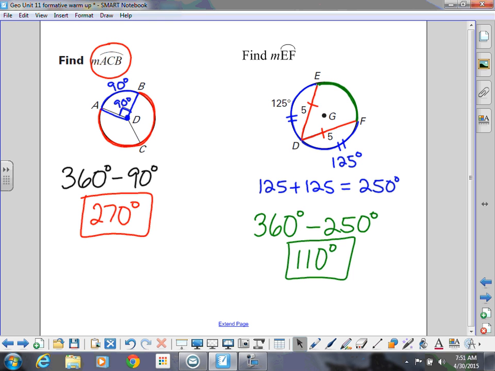And when you are finished with those, you're going to be doing waves. And the sub will tell you what those assignments are.